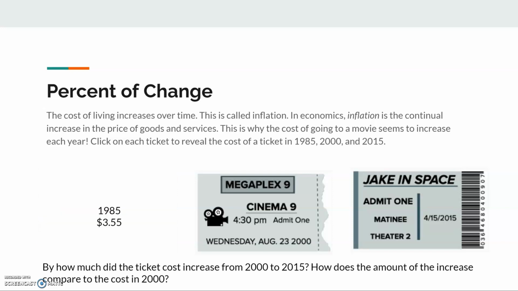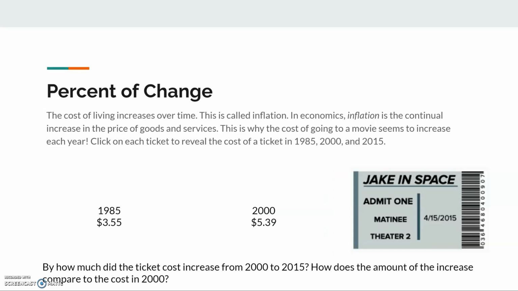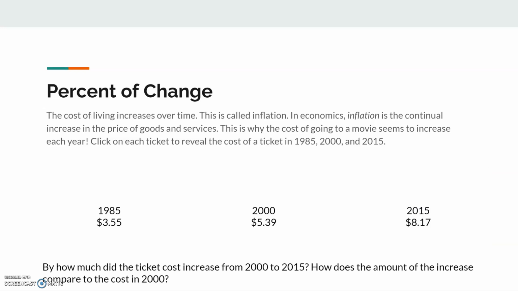So let's click on the first one. In 1985, a ticket cost $3.55. In 2000, the average ticket was $5.39. And then by 2015, the average ticket was $8.17. So it says, how much did the ticket cost increase from 2000 to 2015? How does the amount of increase compare to the cost in 2000?